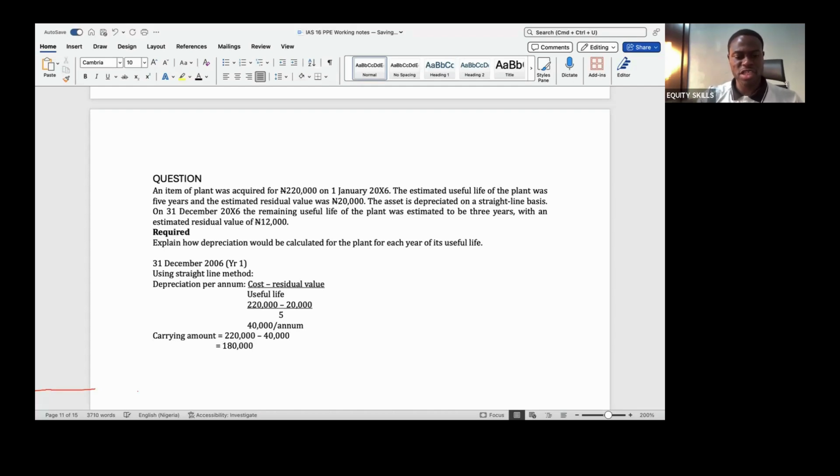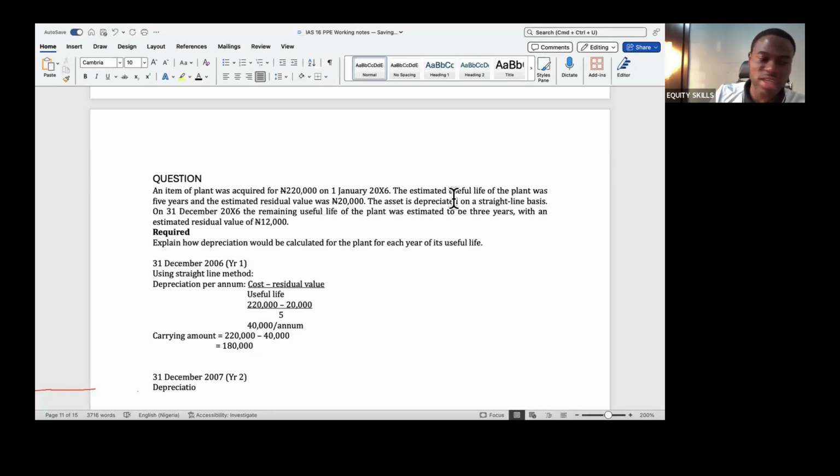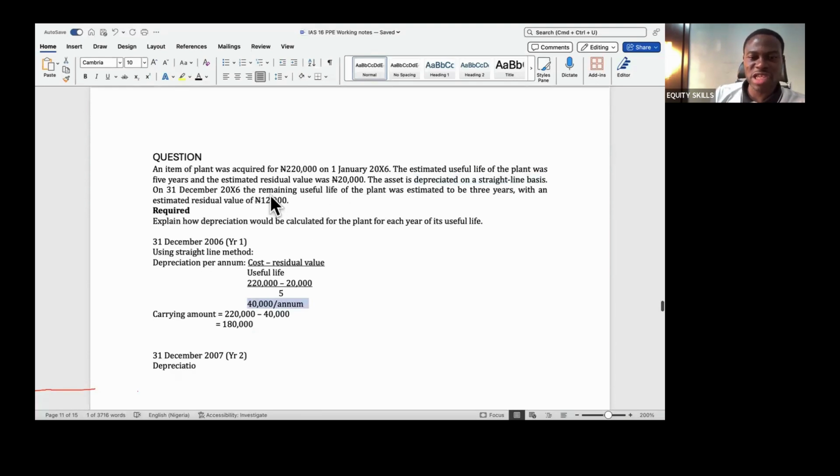Now, since they have changed a lot of things, from 31st December 2007, which is year two, ordinarily, if they were using the straight line method, depreciation per annum should just be 40,000 every year. It should not change. But now they have changed useful life and residual value, so I have to recalculate my depreciation.